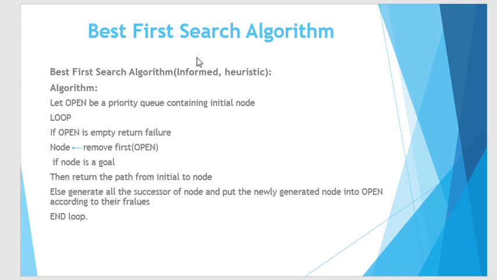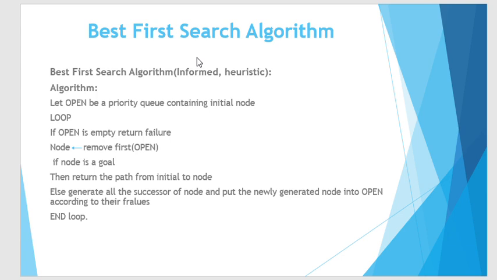So over here, loop: if open is empty, return failure. Otherwise, remove the first node from open, that is called node. If node state is goal, then return the path from initial to node, else generate all the successors of the node. By seeing it, it looks like a theoretical concept. If we solve this with an example, then you will come to know clearly how BFS actually works.